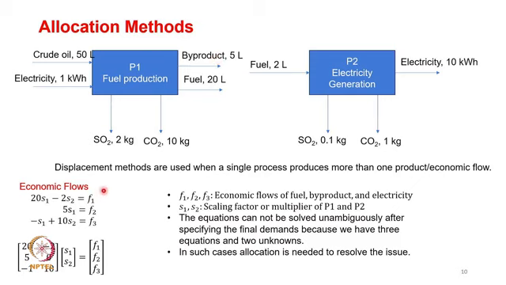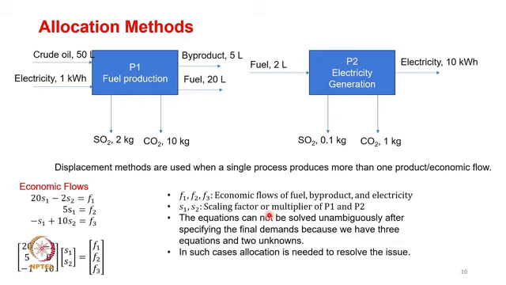Okay, fine. So the fuel output is 20 liters, and the fuel input here is 2 liters. So 20 S1 minus S2 is F1. And this is concerning your byproduct: 5 S1 is equal to F2. And the next is related to electricity: minus 1, 10 and F3. We may be able to nicely represent this in matrix form: 20, minus 2; 5, 0; minus 1, 10, times S1, S2, equals F1, F2, F3. Here F1, F2, F3 are economic flows of fuel, byproduct and electricity.